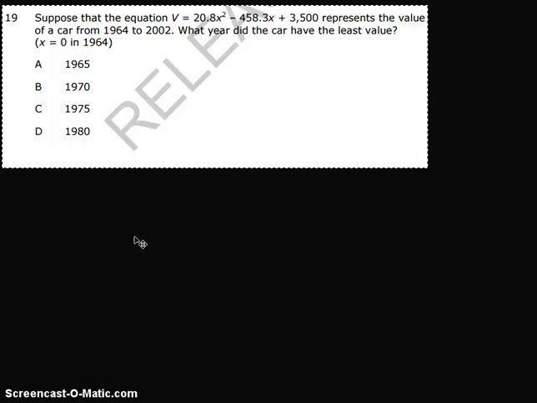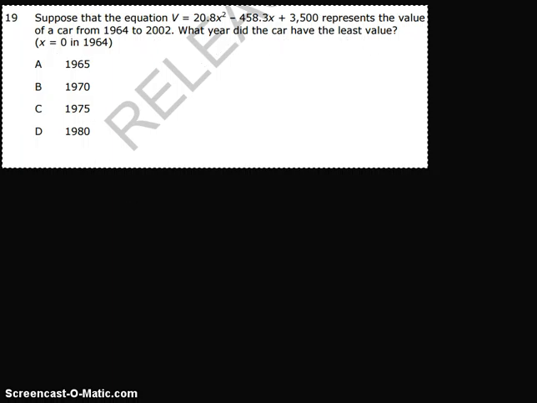Question number 19. Suppose that the equation v equals 20.8x squared minus 458.3x plus 3500 represents the value of a car from 1964 to 2000. This would be a year. What year did the car have the least value?